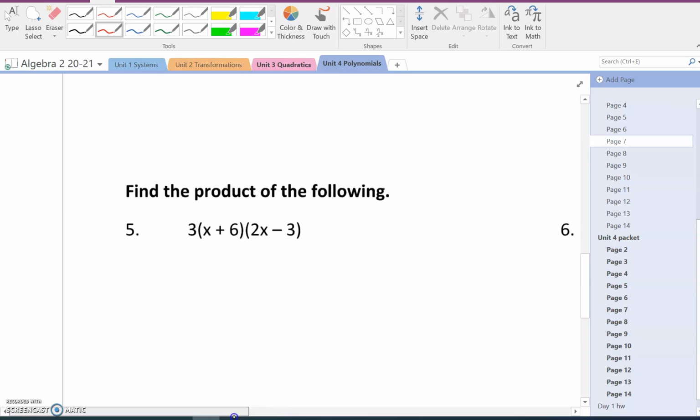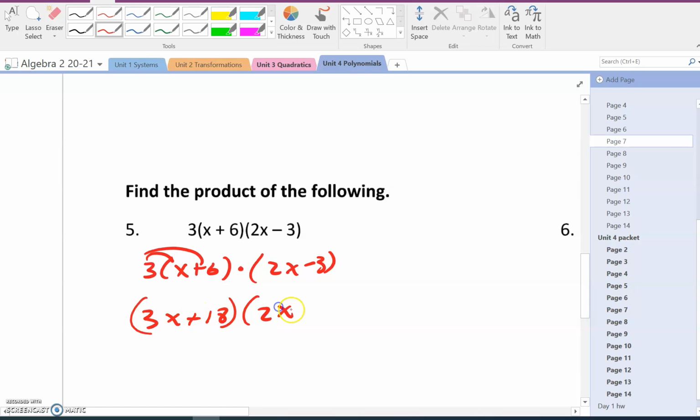What about multiplying? Find the product of the following. This is all multiplication, so I'm going to treat this as one separate problem and then tackle this part a little bit later. So I'm going to distribute, 3x plus 18, and now I'm going to multiply that here.